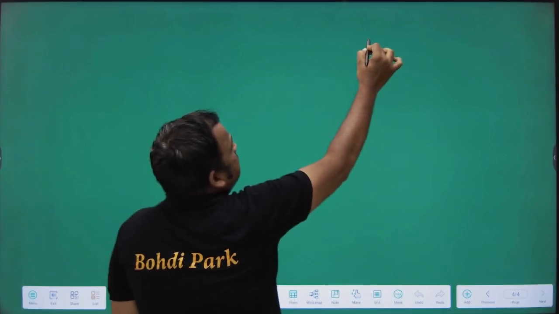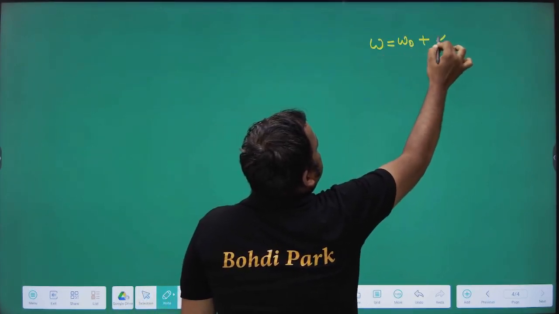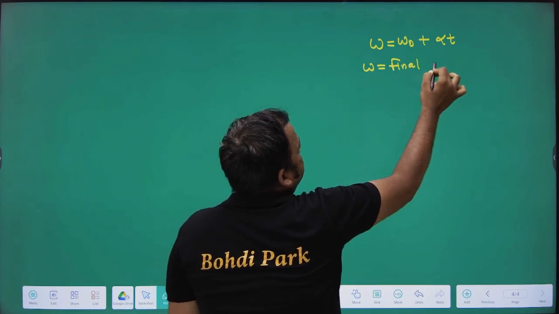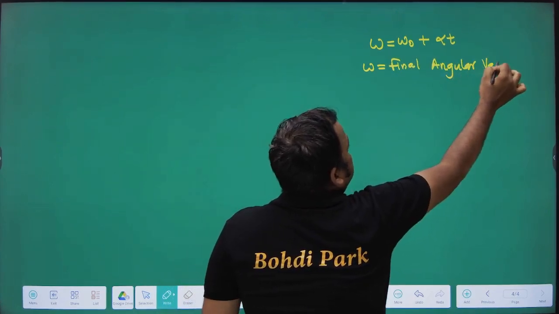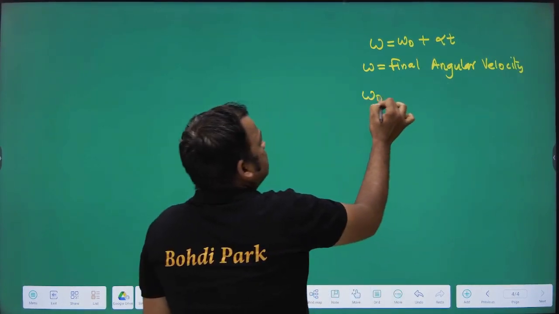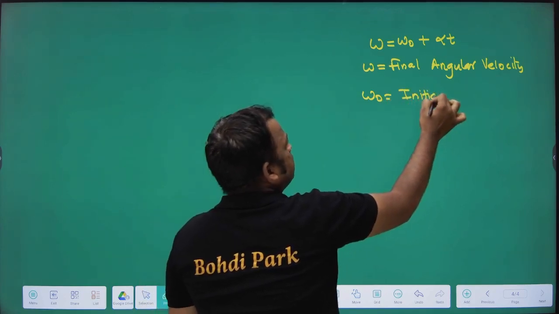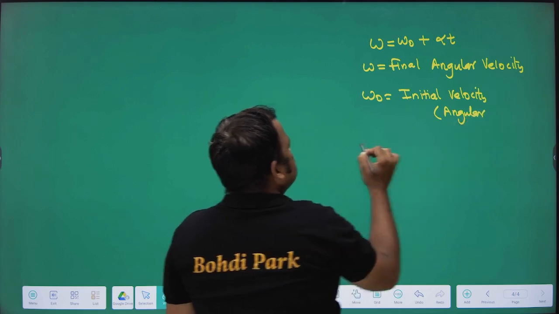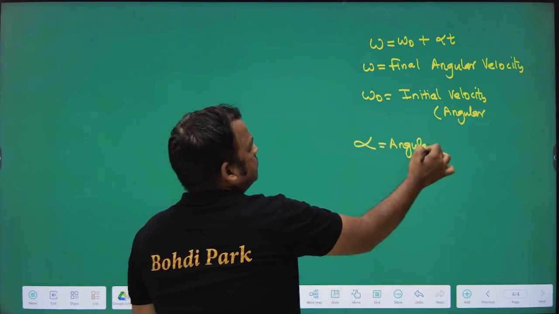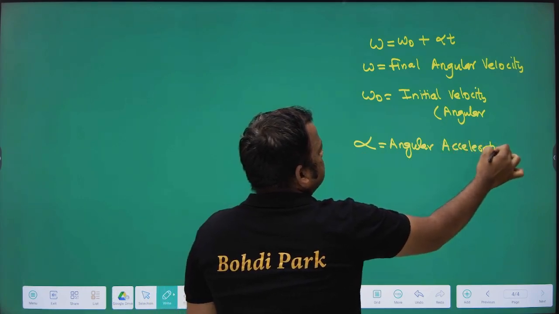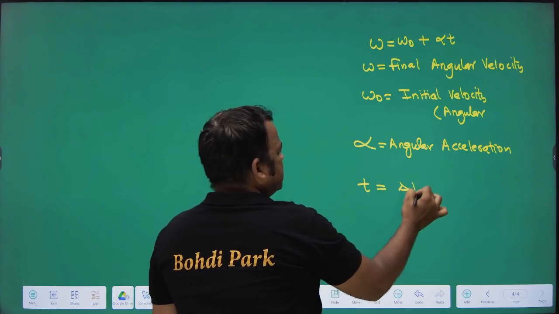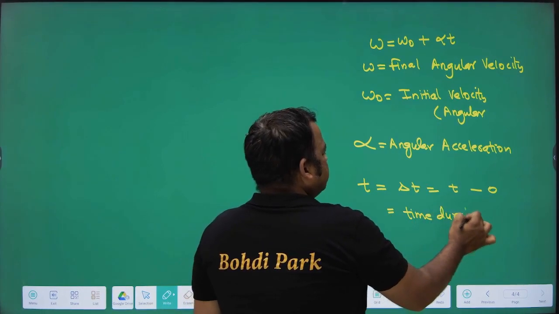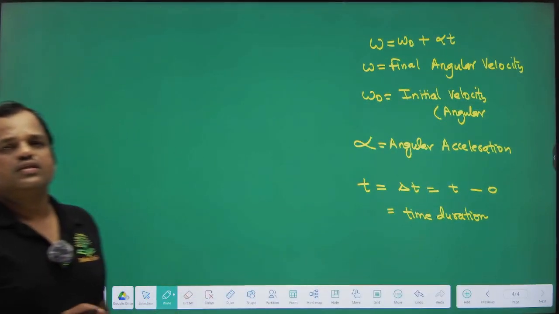The first equation we have written, omega is equal to omega naught plus alpha t. Here omega is the final angular velocity, omega naught is the initial angular velocity, alpha is the angular acceleration, and t is the time duration. T is actually delta t, which is the final time minus initial time, known as the duration of time for which we are observing the circular motion.